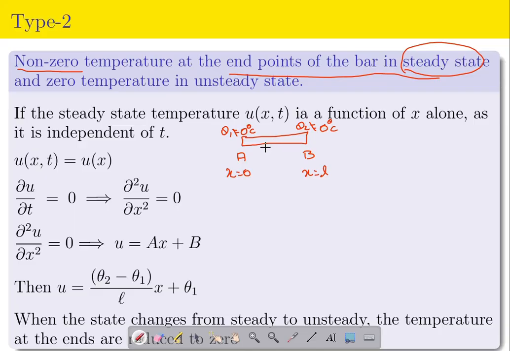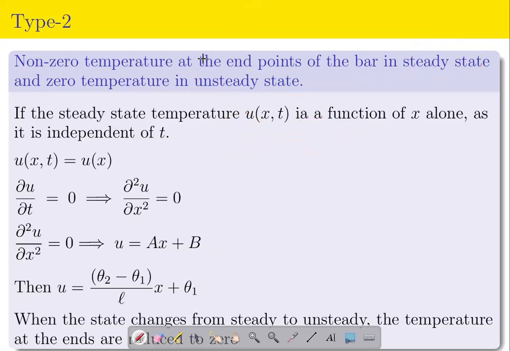After some time, the non-zero terms will reach 0 degrees Celsius at both ends. Then we call it zero temperature in unsteady state. Once it reaches 0 degrees Celsius at both ends, the steady state will be converted into unsteady state. Okay. Now, if the steady state temperature u(x,t) is a function of x alone, independent of t.